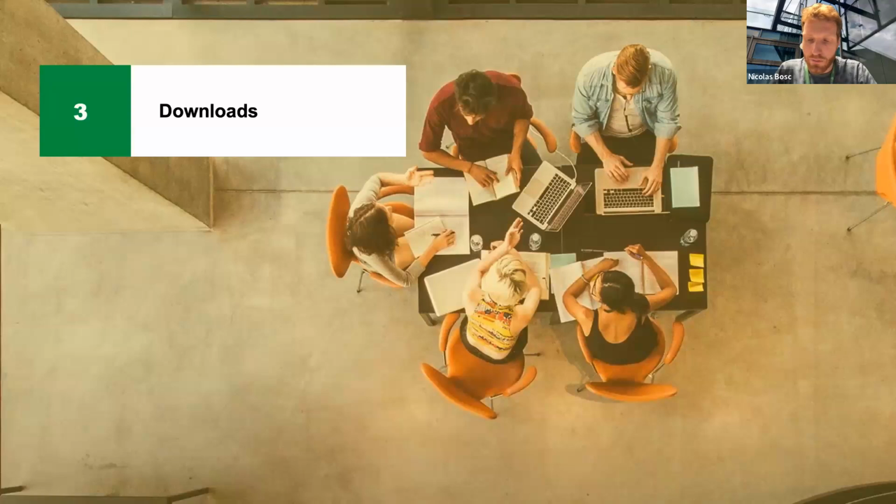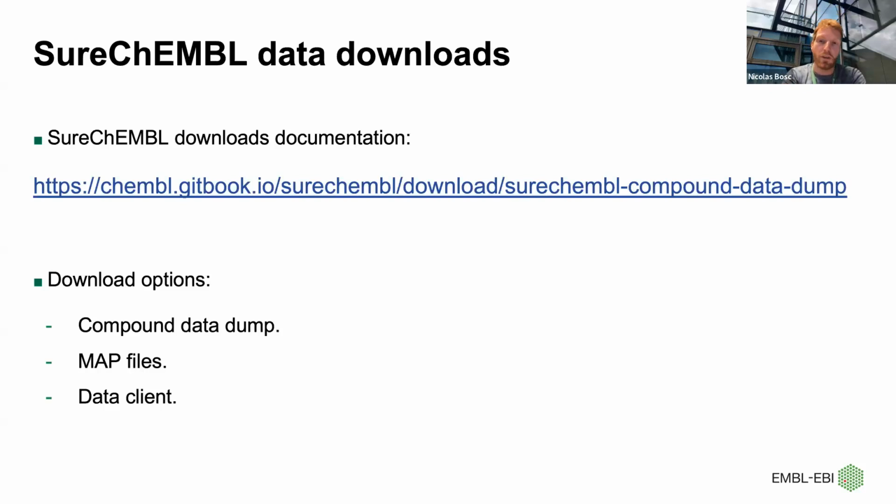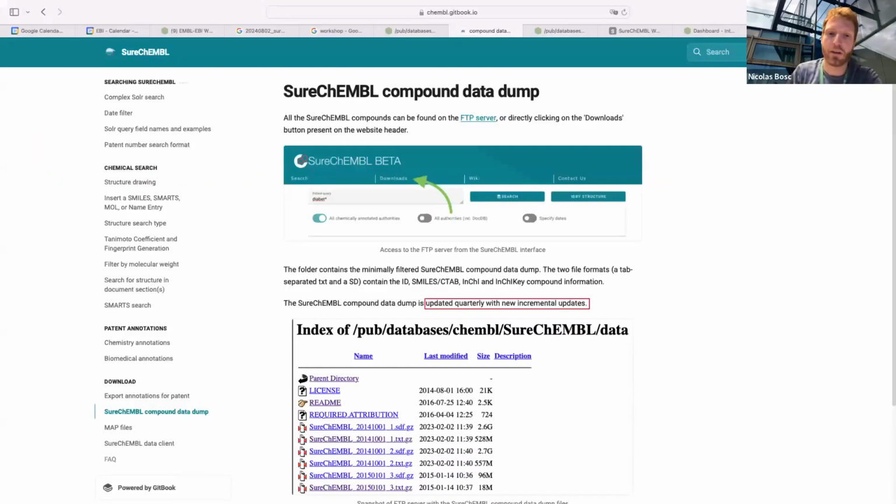Now I'm going to guide you through the different ways of downloading the SureChEMBL data. Again, it's described in our wiki, but to summarize here, we have a compound data dump, we have the map files, and we have the data client. The compound data dump and the map files are accessible directly through the landing page, clicking on the download links, and it opens the FTP page where you can download the different data.